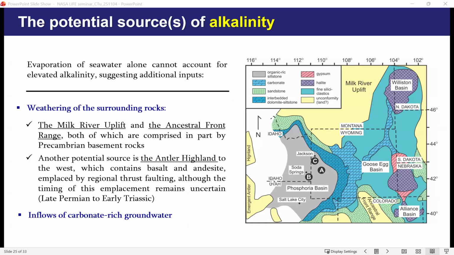Now, one remaining question is the potential source of alkalinity. The operation of seawater alone cannot account for elevated alkalinity, so this suggests additional inputs. One possibility is weathering of the surrounding rocks, including Precambrian basement and mafic igneous rocks. Additionally, inflows of carbonate-rich groundwater may have enhanced alkalinity as well.